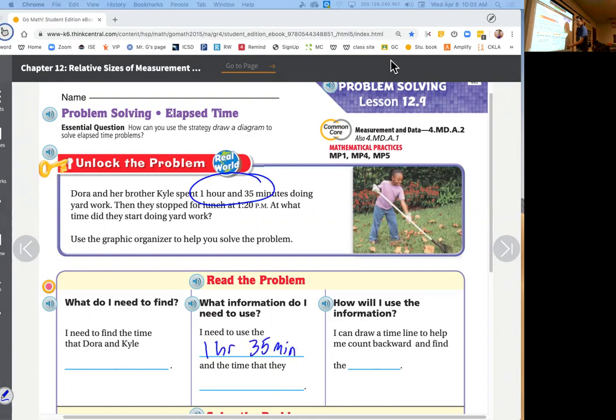If you don't have your book, pause the video and grab your book. Get it open to page, what page are we on? Open it to page 691. 691, hurry, get it open.